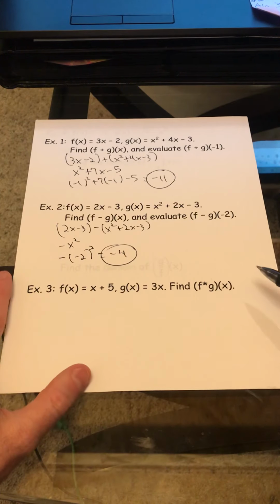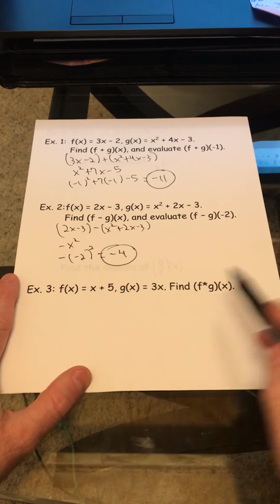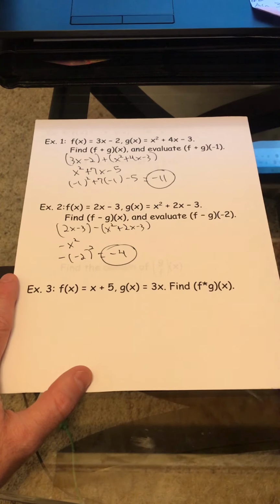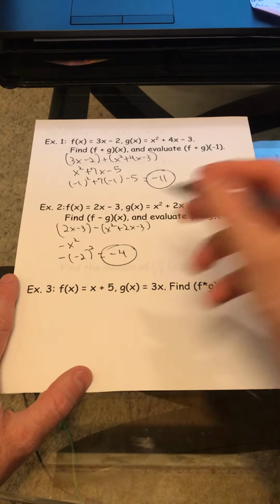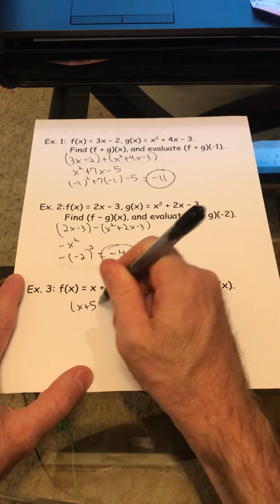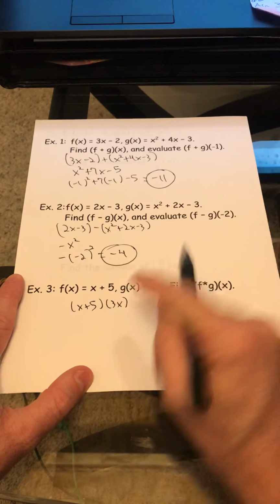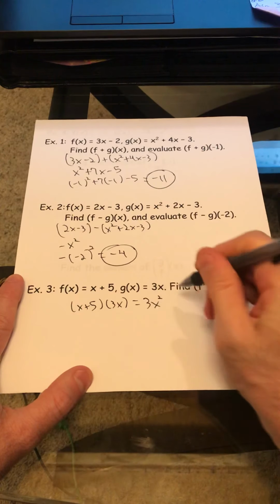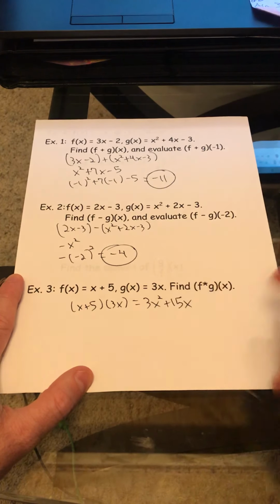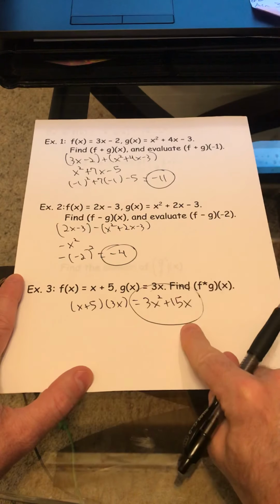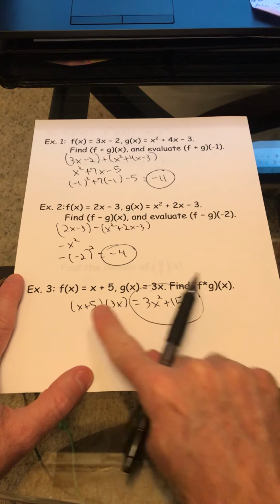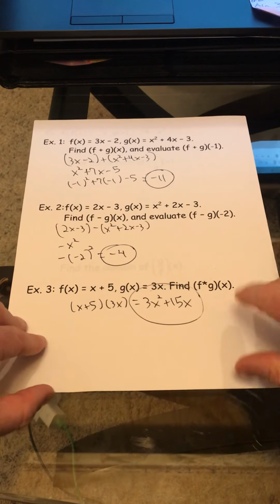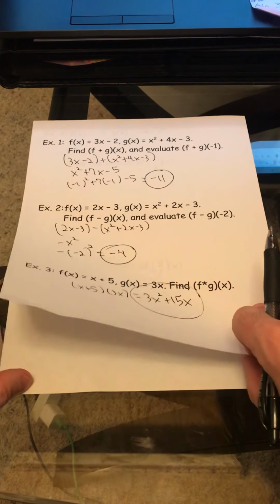And one final example here. Now we're back to what we did on the other page. Find f times g of x. Well, x plus 5 times 3x, and then you're just distributing. So 3x squared plus 15x. Stop there. Don't factor it back out to what you started with. So this one, you are just doing the arithmetic combination only.